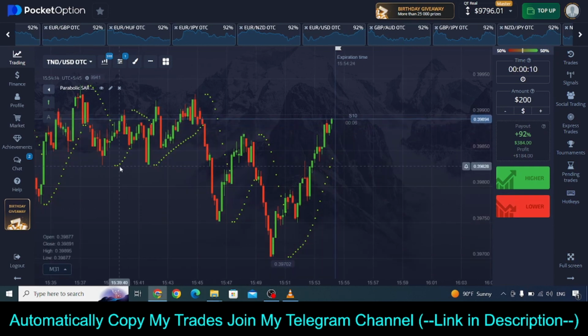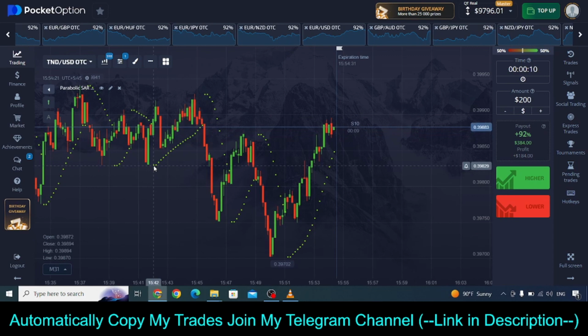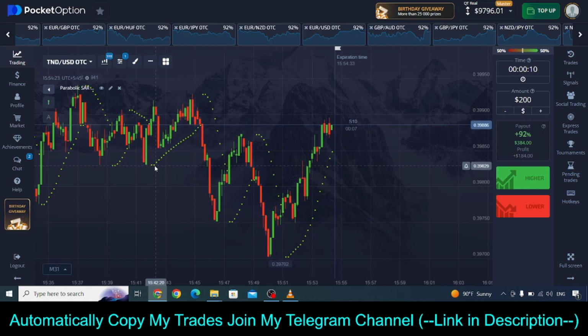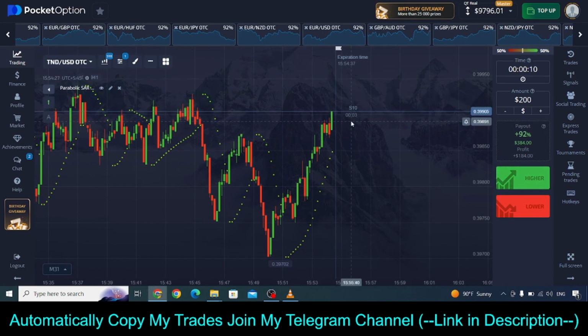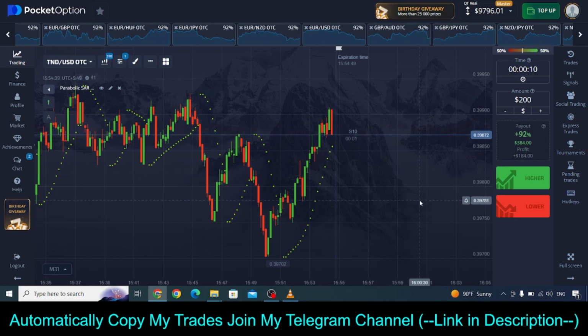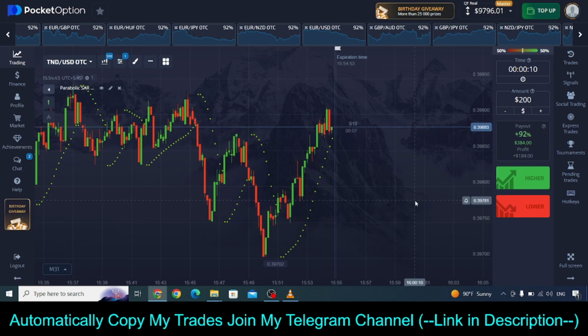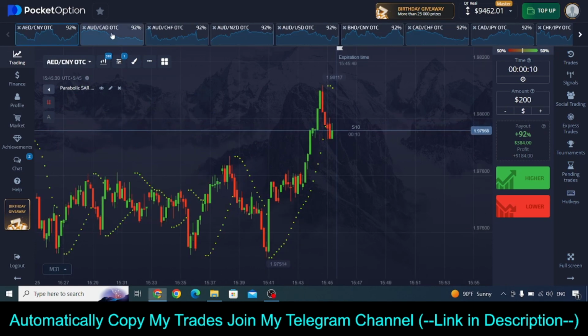And whenever the parabolic SAR dots are below the candles, and you see that one dot has already formed and the next is about to form, at that exact time you need to make a trade by clicking on higher. It is even better if the timer is at 1 second, whenever the timer shows 1 second remaining for the candle to close. In that case you can make the trade. Now I'll show you by making a few trades. Watch the video very carefully. So let's begin our trading.